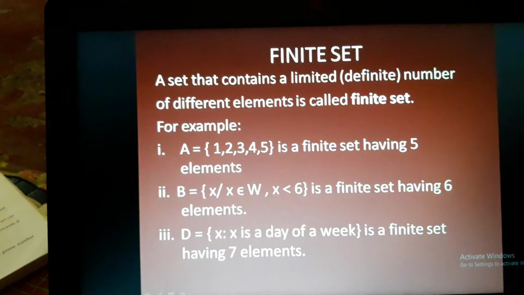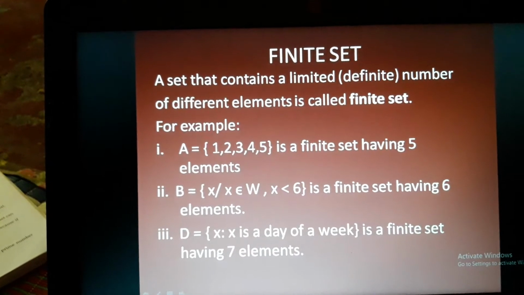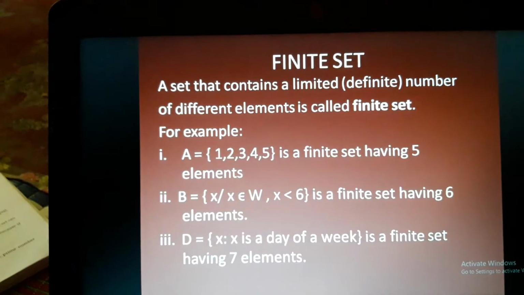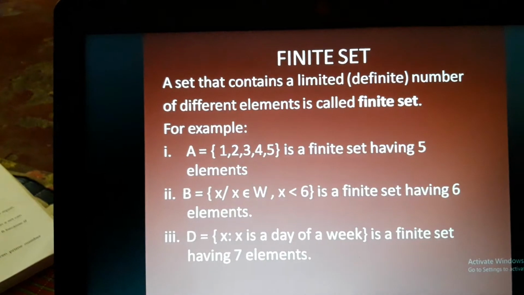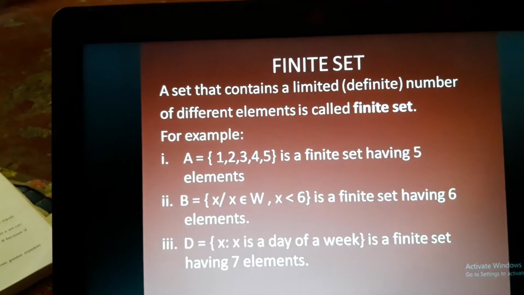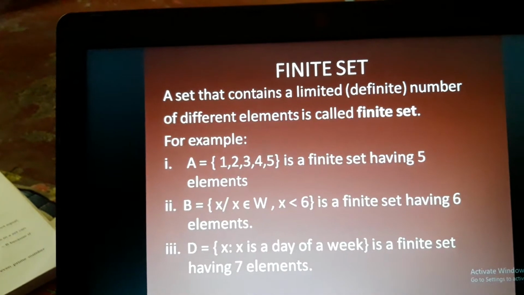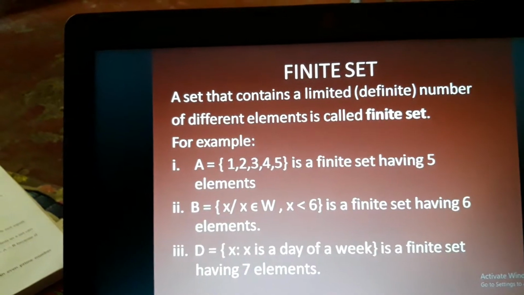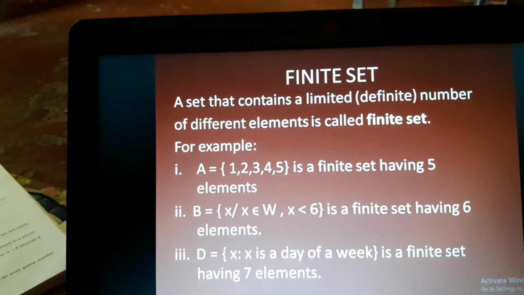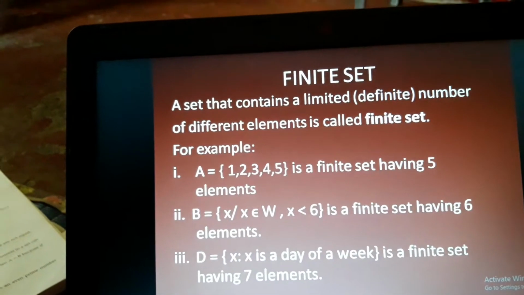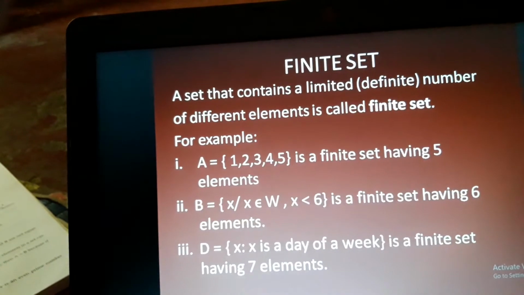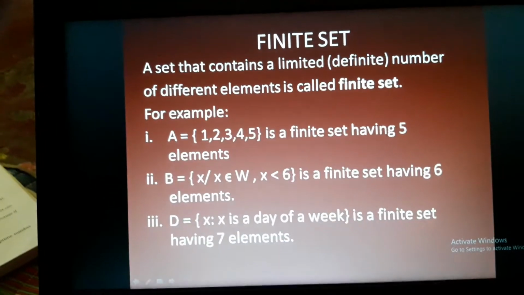Second one, capital B equals {x | x belongs to W, x less than 6} is a finite set having 6 elements. So what will be the elements if you write it in brackets? {0, 1, 2, 3, 4, 5}. We will not take 6 because it is x less than 6. So it is a finite set having 6 elements.